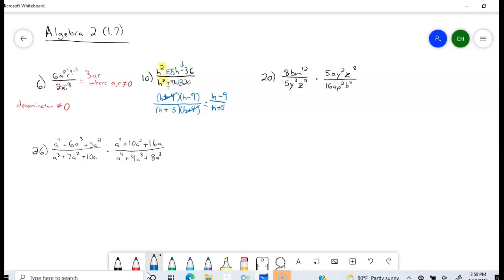Now, just like before, since I had cancellation on the bottom, I need to find out what number h cannot be. Well, I know negative 4 plus 4 is 0, so I know h cannot equal negative 4.